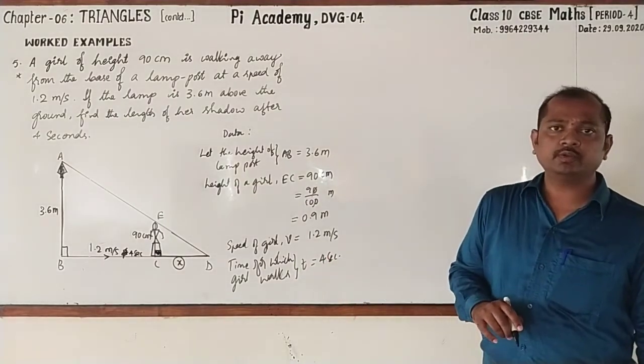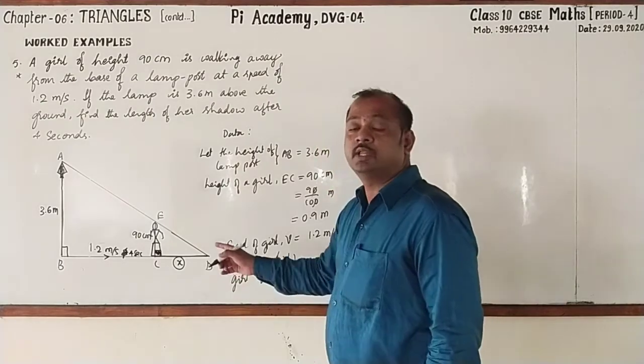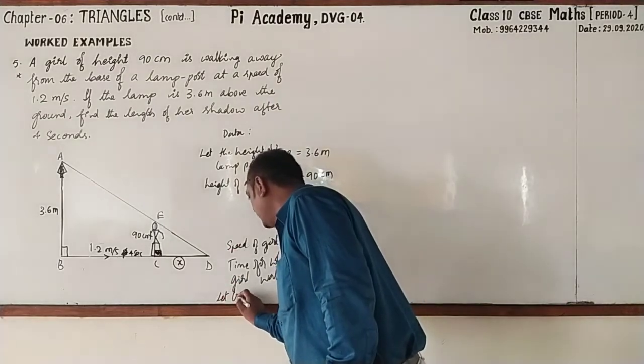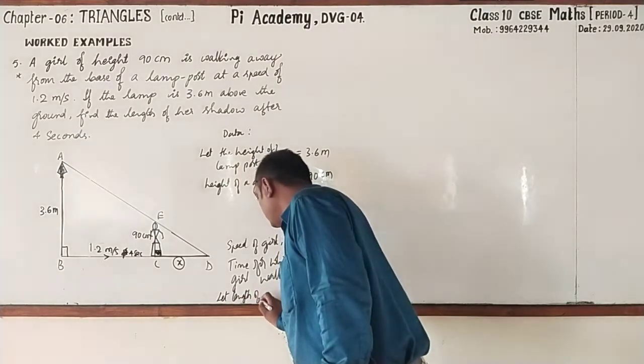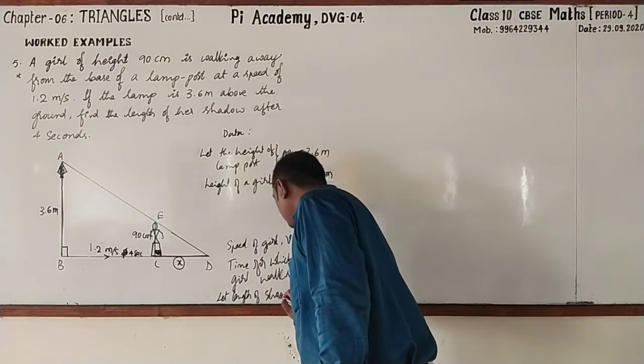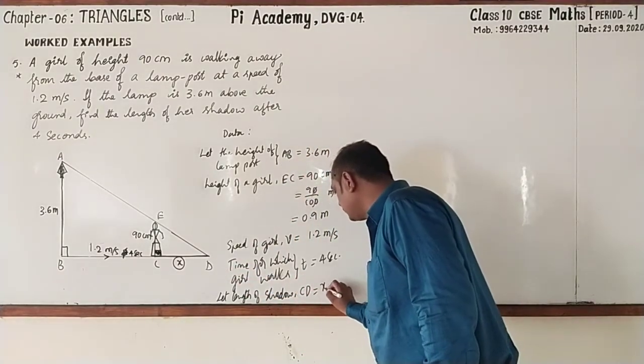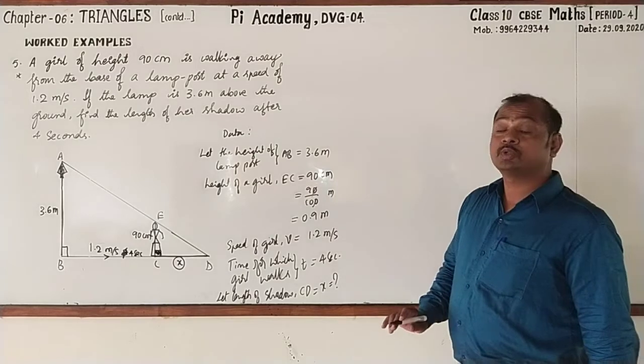What are we going to find out? We will find out the length of the shadow of that girl. Let the length of the shadow of that girl, you may call it CD, be equal to X. X is equal to question mark.